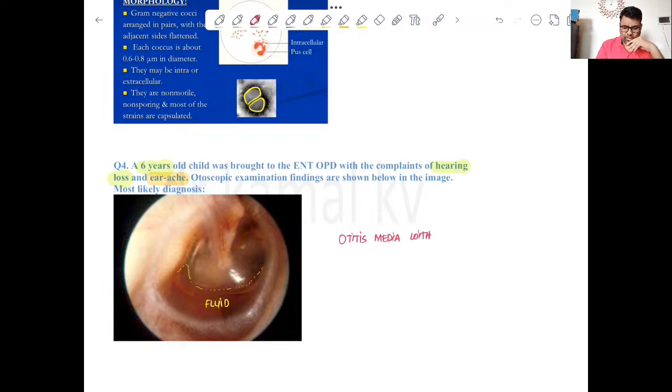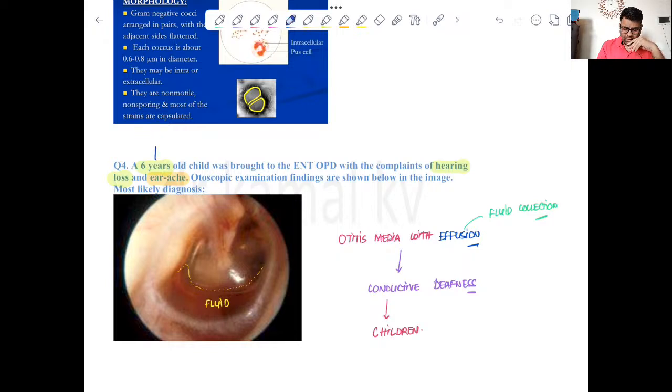with effusion. Effusion means fluid collection. Okay, if you can recall pleural effusion, so there is fluid collection within the middle ear, and that is what results in conductive deafness, because the fluid is a bad conductor of sound. So there is conductive deafness, and this is principally seen in children.